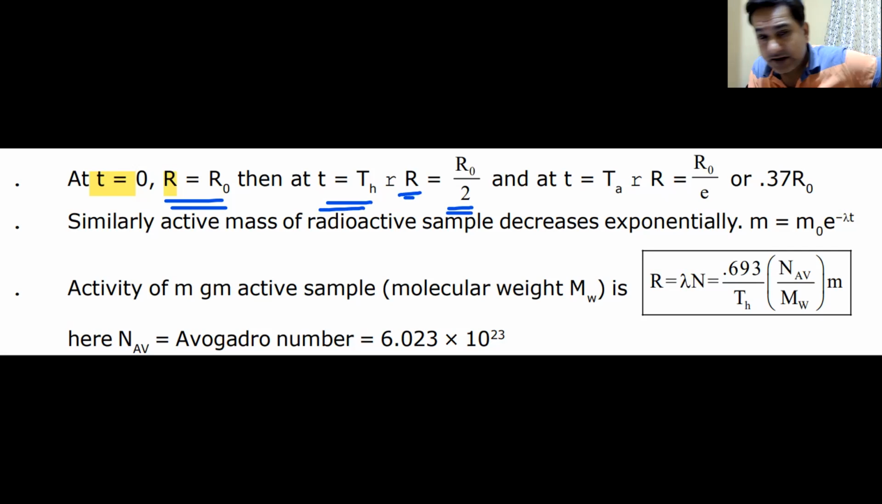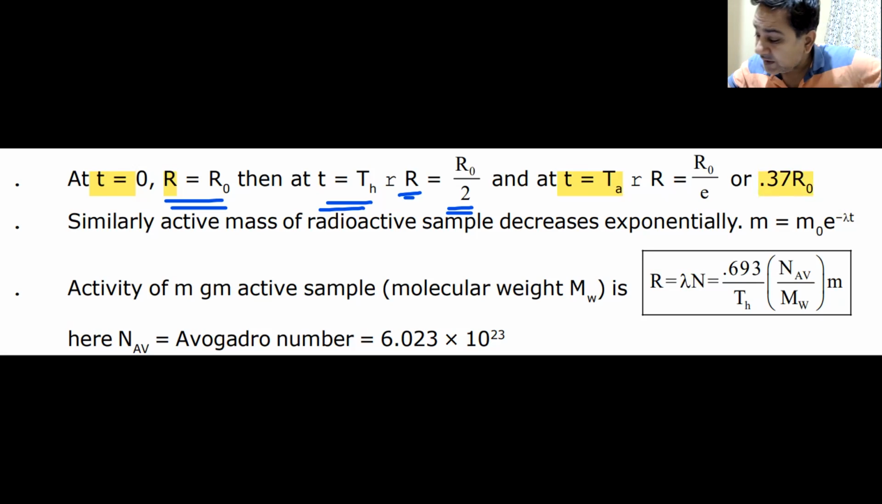At half-life, the number of nuclei also becomes N naught by 2. At half time, T half, activity also becomes R naught by 2. Similarly, for T average, when the time becomes T average, the number of nuclei becomes 37%. Here also you can see the activity becoming 37%. Do we understand this?